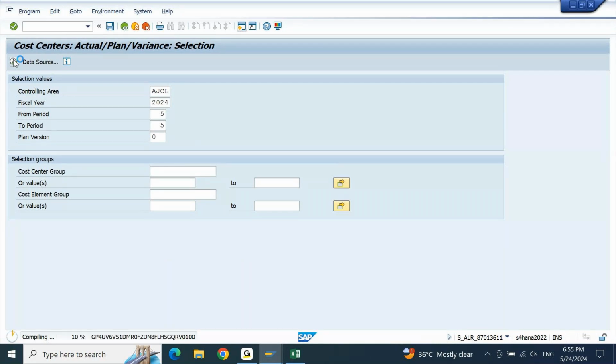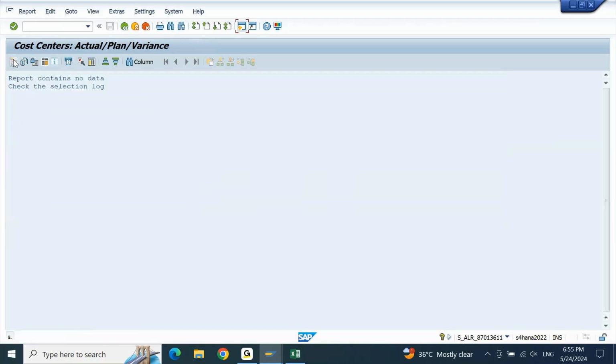Let's see what you are going to get here. So far, nothing is recorded in FI. Sorry, nothing is recorded in your cost center, your controlling area. You are not expecting anything. It is giving "report contains no data." Check the selection log. It is telling report contains no data.